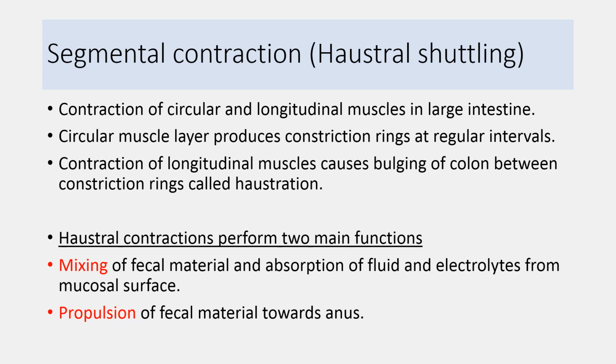Now, first of all, the mixing movements. Mixing movements are also known as segmental contraction or haustral shuttling. In the mixing movements, contraction of circular as well as longitudinal muscle occurs. Contraction of the circular muscle produces constriction rings at regular intervals, and contraction of the longitudinal muscle, also known as taenia coli, causes bulging of the colon between the constriction rings. It is known as haustration. Now, haustral contraction performs two main functions. First is the mixing of the fecal material and absorption of fluid and electrolytes from the mucosal surface of the large intestine, and slow propulsion of the fecal material towards the anus.